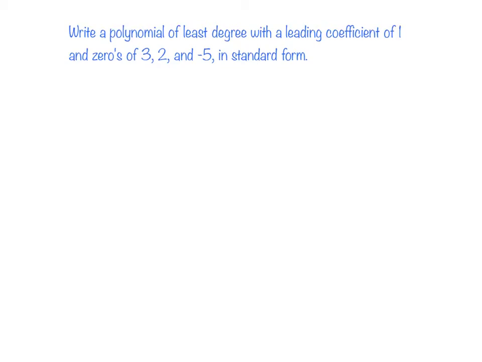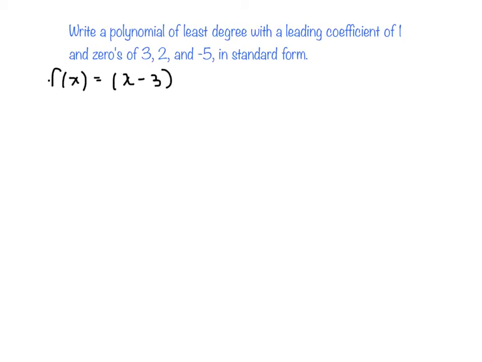So next question is, write a polynomial of least degree with a leading coefficient of 1 and zeros of 3, 2, and -5 in standard form. So now we're going to write equations of them. So obviously if these are my zeros, it's a degree 3. And we know that we say the function, and I put my zeros into factors. So that's going to be x minus 3, x minus 2, and x plus 5.